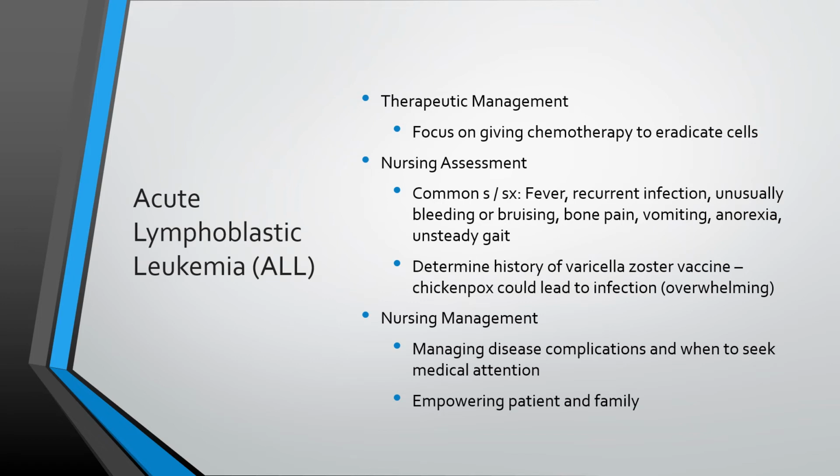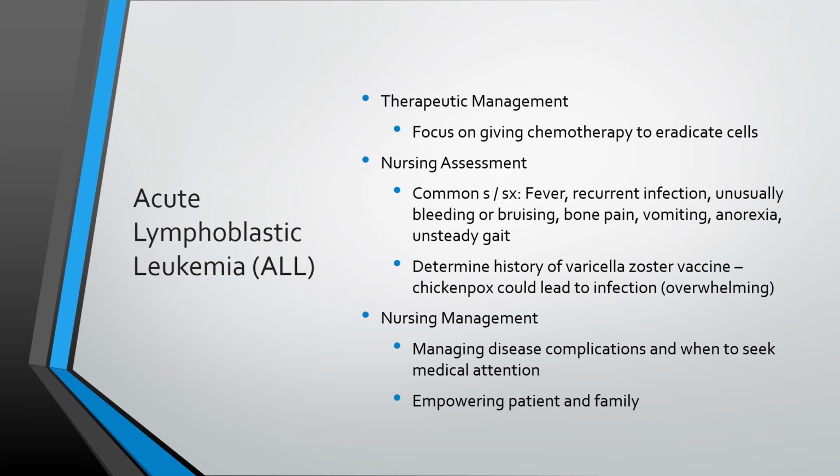As far as nursing assessment, common signs and symptoms are going to be fever, recurrent infections because of those immature white blood cells, usually bleeding or bruising because of the decreased platelet count, bone pain, vomiting, anorexia, unsteady gait. We're probably going to see pallor because of that decreased RBC. Again, that bone pain, they're pushing the cells out of that bone marrow as quickly as possible, which is just putting pressure on that bone.